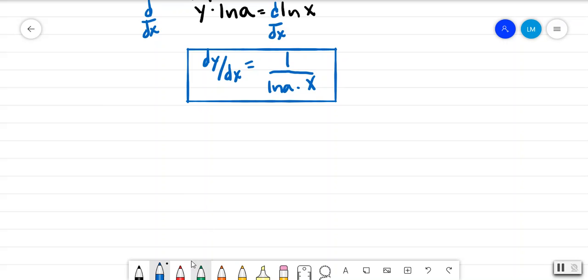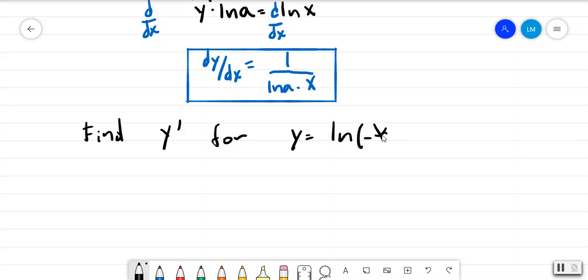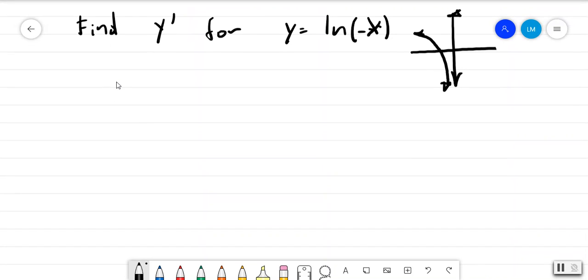Okay, so let's say that we want to try another example where we find y prime for y equals ln of negative x. Now this one's actually pretty interesting because it wants you to find the derivative of the reflection of ln of x. But that really shouldn't matter, because essentially the graph looks the same. The only difference is that it's reflected. So in that sense, the question becomes, will it be the same?